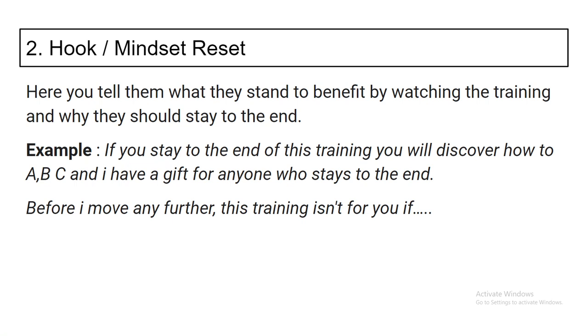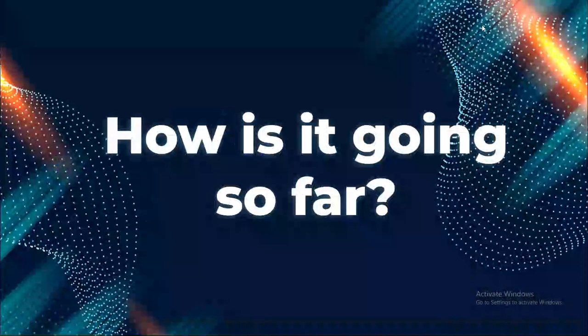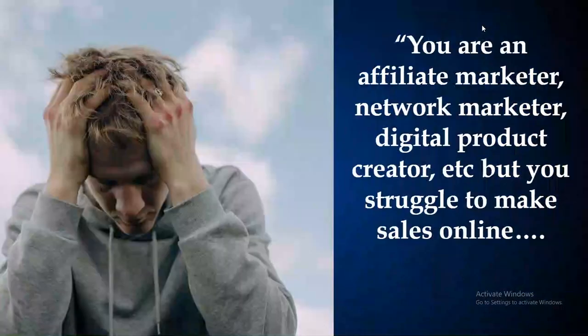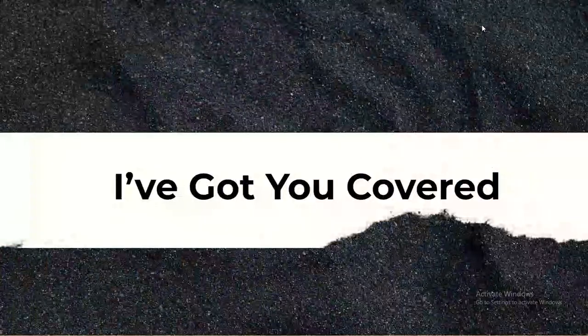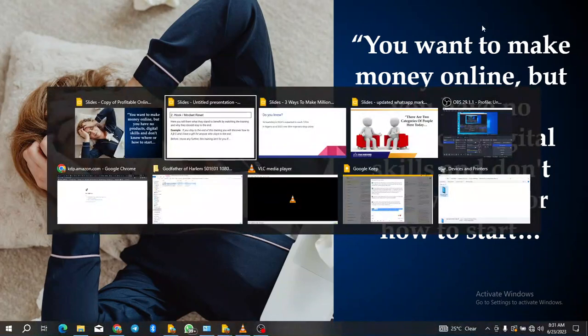This is a very, very simplified example. Now when you want to work with the mindset part, you can say, before I move any further, this training isn't for you if, and you go ahead to tell them why. So let's look at another example where mindset is used. I think I have some examples here. Let's see. Okay, did I touch mindset here? No, I didn't touch mindset here.